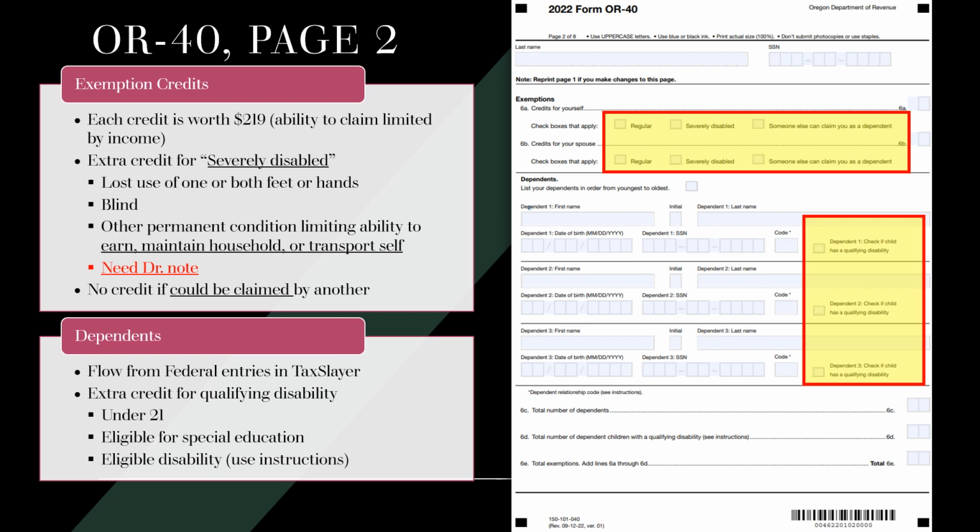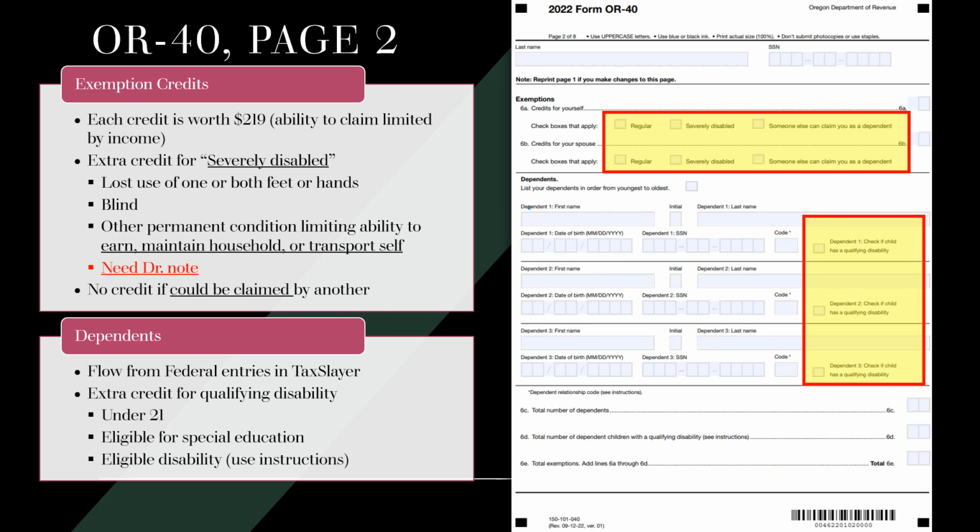Extra credits can be claimed if the taxpayer or spouse is considered severely disabled, which includes the loss of one or both hands or feet, blindness, or some other permanent condition that limits the taxpayer's ability to earn a living, maintain a household, or transport themselves. It is important that our taxpayers know that this must be substantiated by a doctor's note. And then if our taxpayers can be claimed by somebody else, they will not be able to claim the exemption credit at all.